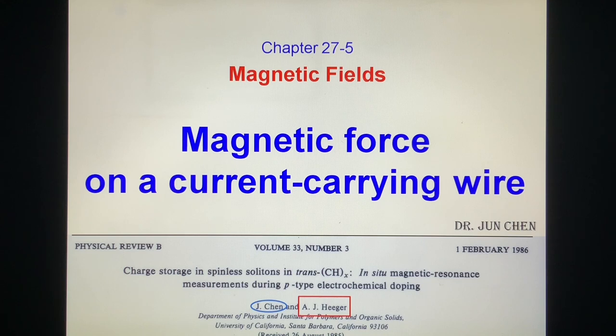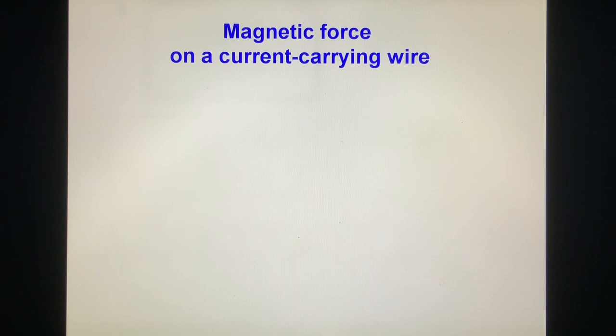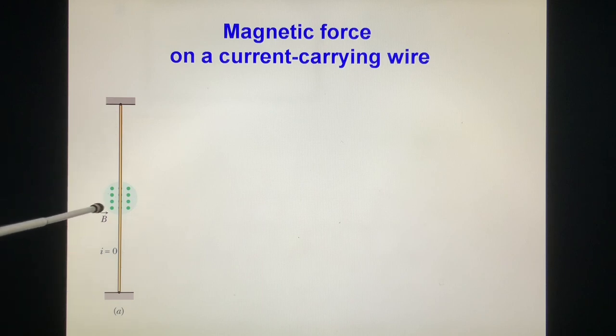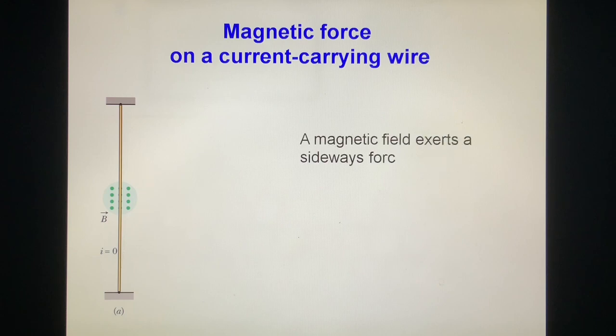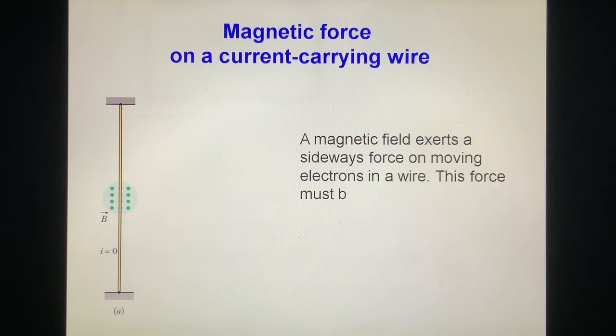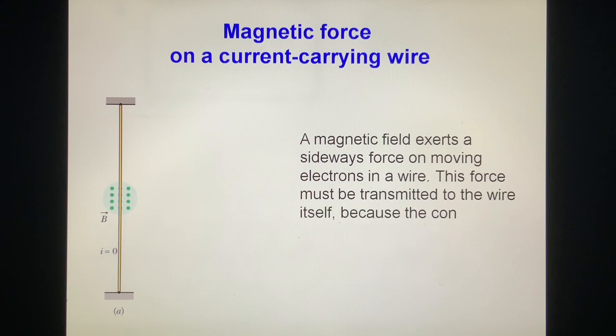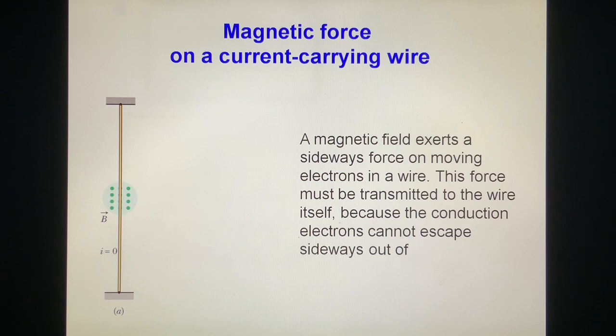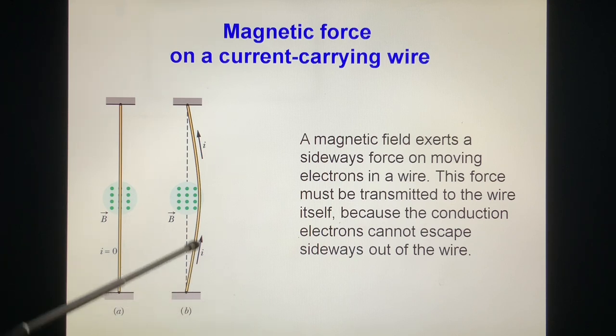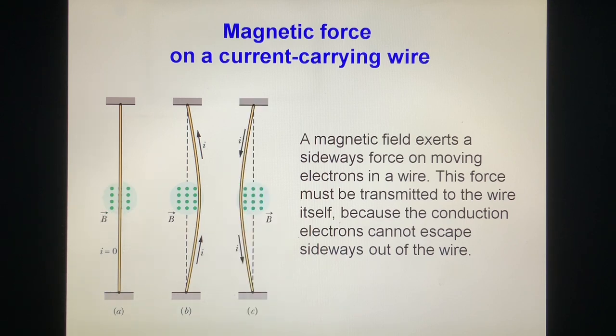Magnetic force on a current carrying wire. Let's look at a current carrying wire. It's in the middle of a magnetic field. In our case, the magnetic field is towards you, perpendicular to the page. A magnetic field exerts a sideways force on moving electrons in the wire. This force must be transmitted to the wire itself, because the conducting electrons cannot escape sideways out of the wire. For example, if the current goes this way, you have I cross B as the force direction. If we change the direction of the current, the force will be different. Now, let's calculate how much force is acting on this wire, okay?